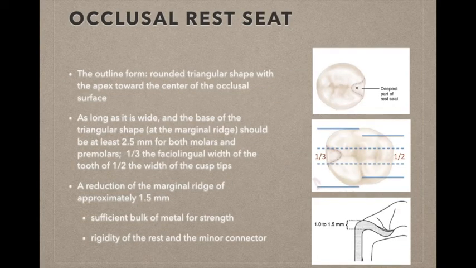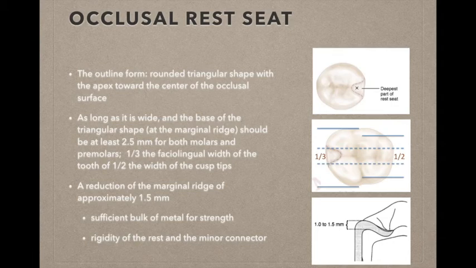First, let's take a look at the occlusal rest seat. The outline form is a rounded triangular shape with the apex toward the center of the occlusal surface. And when we talk about the dimensions, one textbook said the length is one and a half times the width, and the base of the triangular shape should be at least 2.5 millimeters for both molar and premolar. So in this description, it means that the buccolingual or the mesiodistal width should be at least 2.5 millimeters.